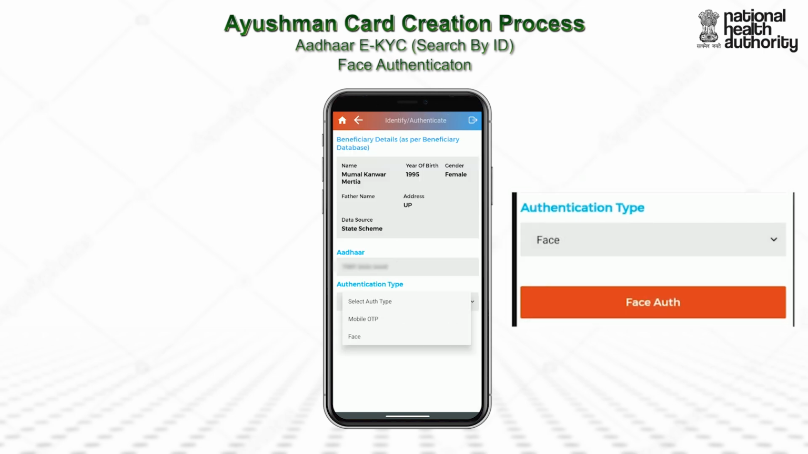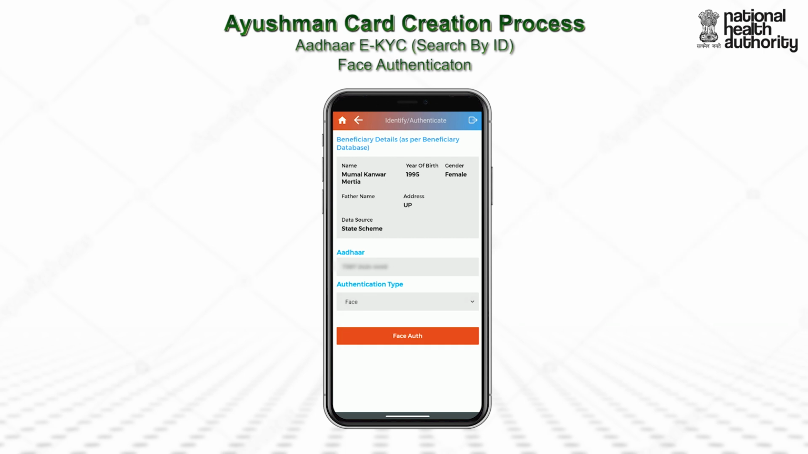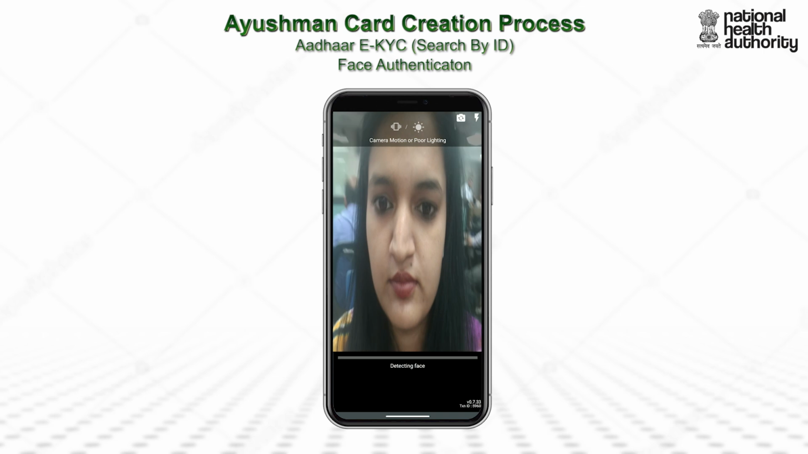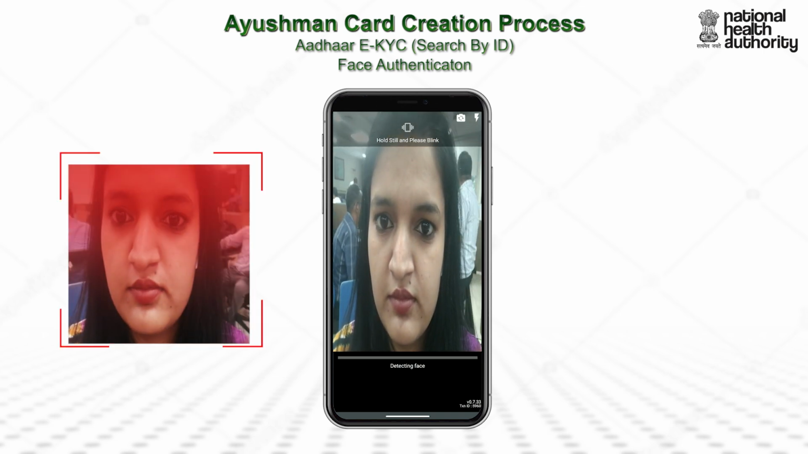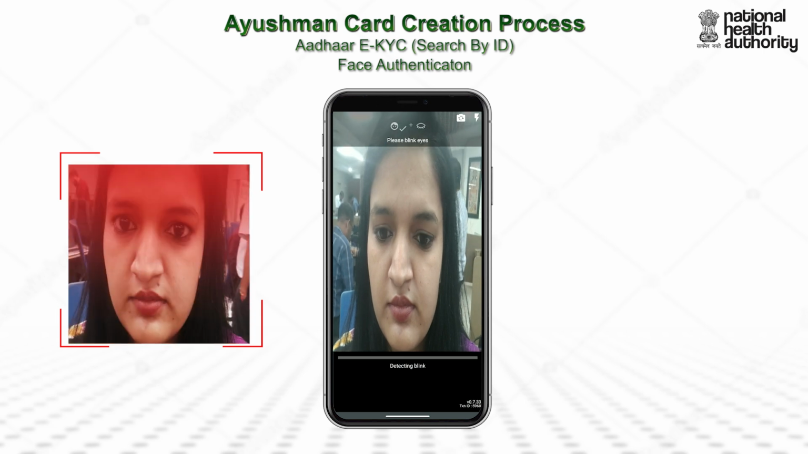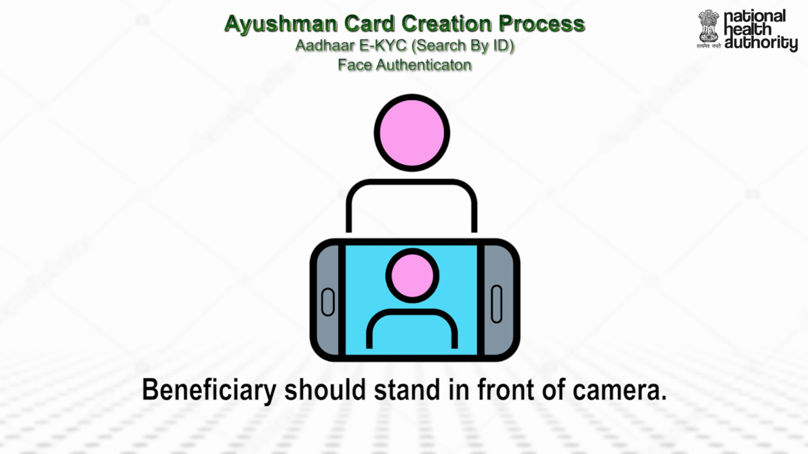After selecting the FaceAuth option for authentication, click on the FaceAuth button. The app will take you to the Capturing Face page and the mobile camera will automatically open. Now scan the face of the beneficiary. Here we need to take care of the following 5 points. Do not put your camera in selfie mode. Keep it in normal mode. That is, the beneficiary should be standing in front of the camera.